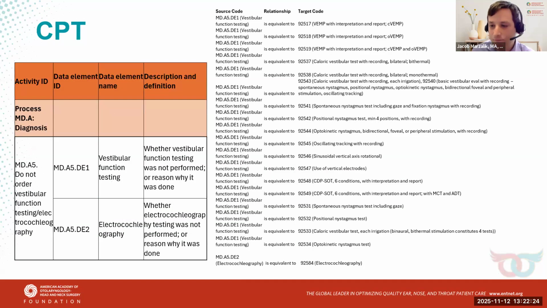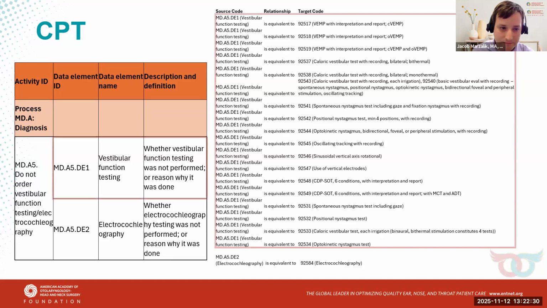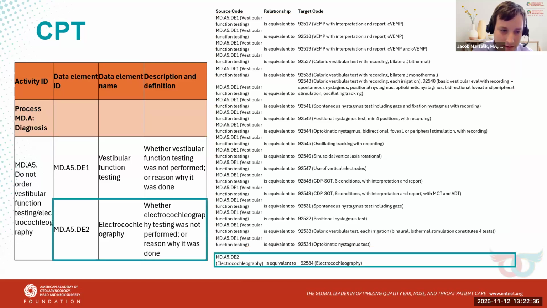For the steps recommending for or against procedures, we check if patients have CPT codes. For example, whether the vestibular function testing was not performed and whether electrocochleography testing was not performed, or the reason why it was done. There is versatility to adapt and map the data elements to any coding system needed, such as mapping pharmaceutical recommendations to RxNorm codes.